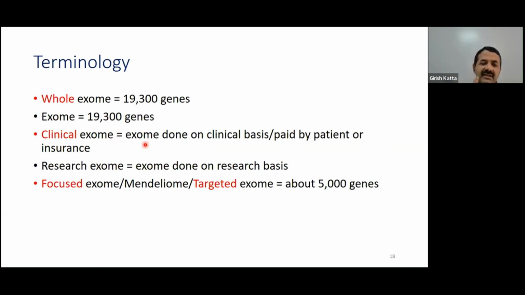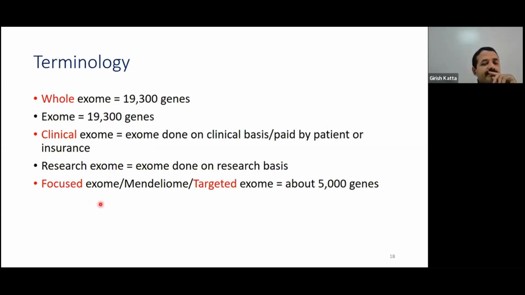But please understand, clinical exome sequencing is a really confusing term because there are two types of usages. One is to mean whole exome sequencing done on clinical basis. The other one means only approximately 5,000 genes which are associated with human diseases are covered by this technique. There may be some terms like research exome, that means exome sequencing done on research basis.